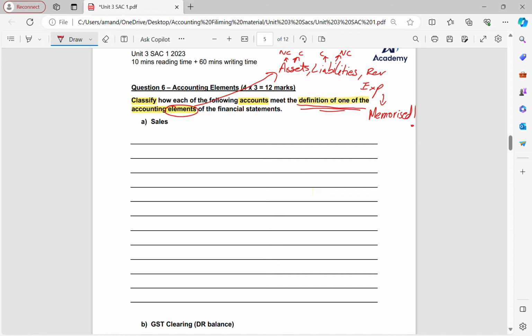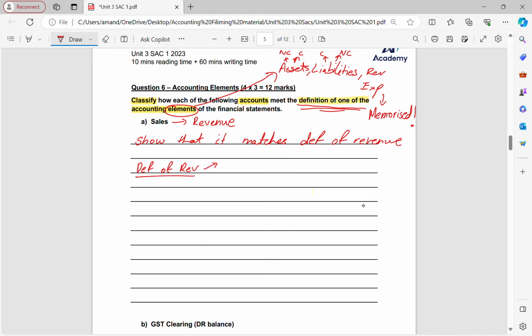So sales is a revenue, right? It's really important that we know sales is a revenue, but we need to show that it matches the definition of revenue. So the definition of revenue, this is really key.